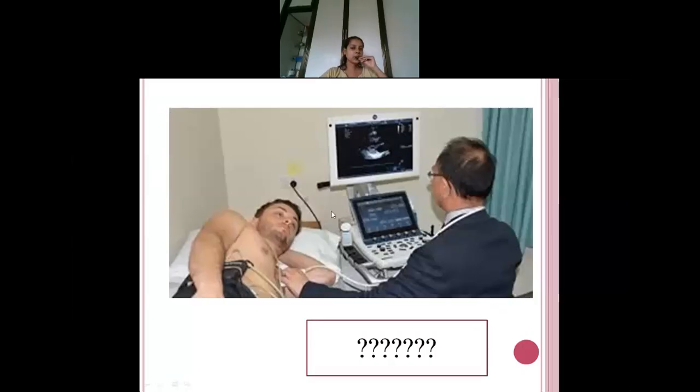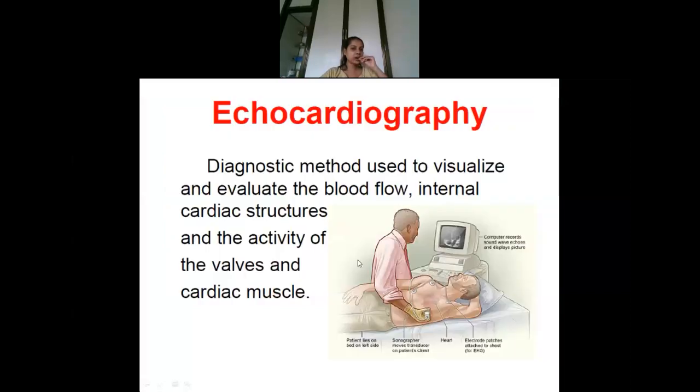Next procedure, which procedure do you think this is? Which is this diagnostic procedure? Can you see this? You can see that there is a monitor, a screen like a fluoroscope, and you can see that there is a transducer. The patient is being checked for something, isn't it? So it is actually an echocardiogram.